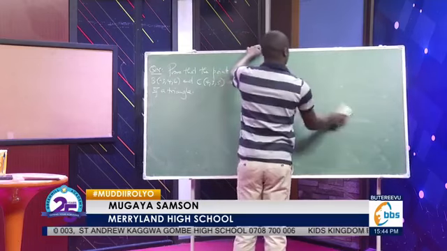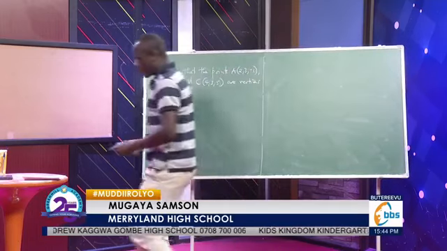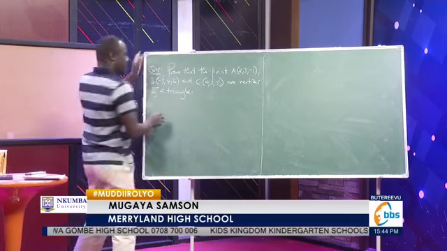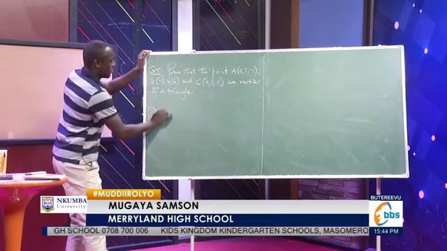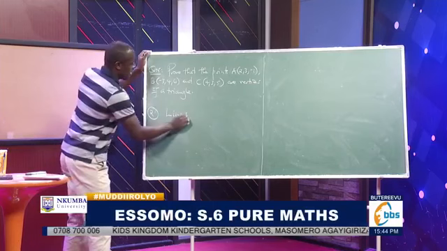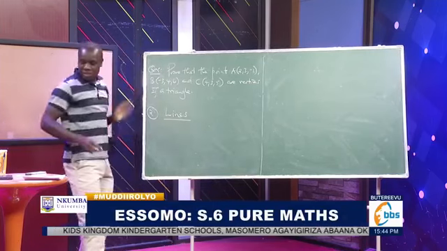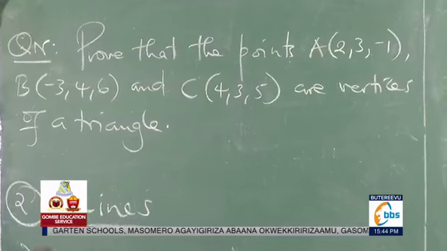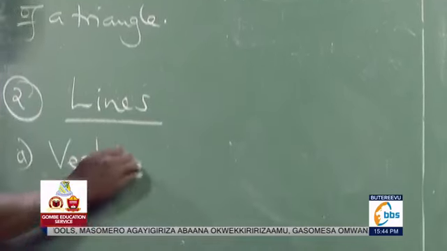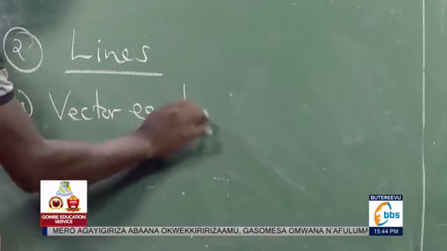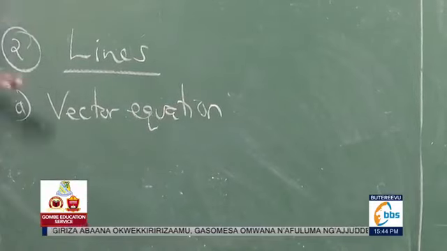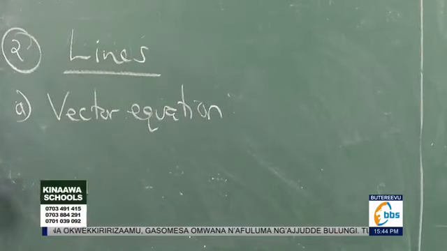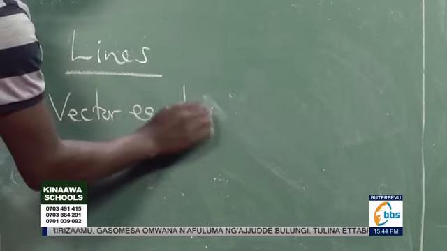Now we need to learn some very important concepts. I think we shall begin with the concept of the straight line, the lines. And we shall look at a number of concepts with these. We shall begin with what we call the vector equation of a line. Remember, now we are in 3D, in 3 dimensions. Vector equation of a line.